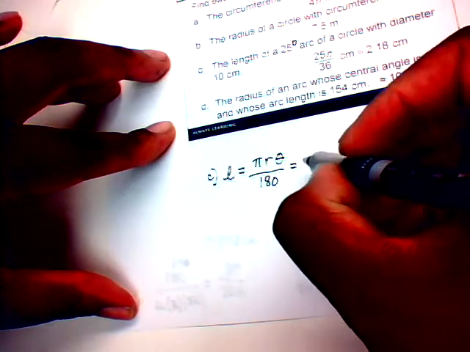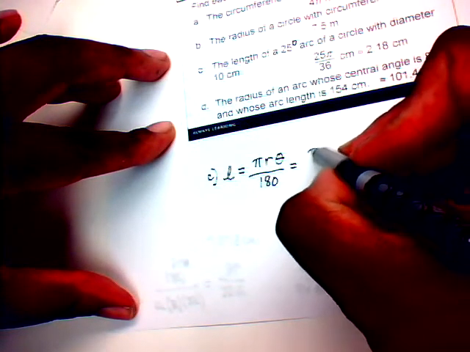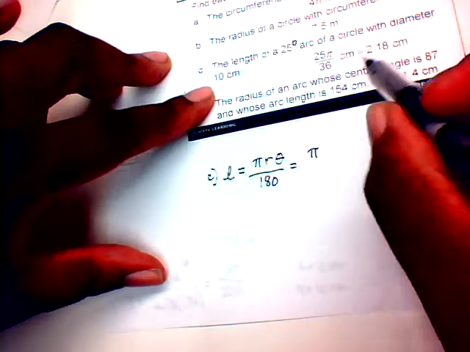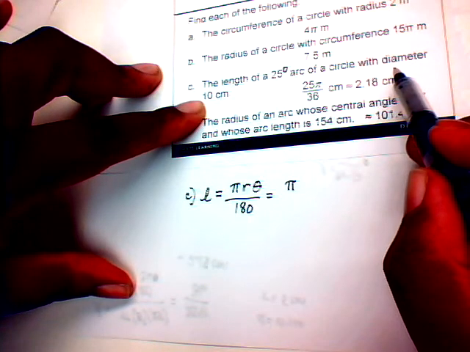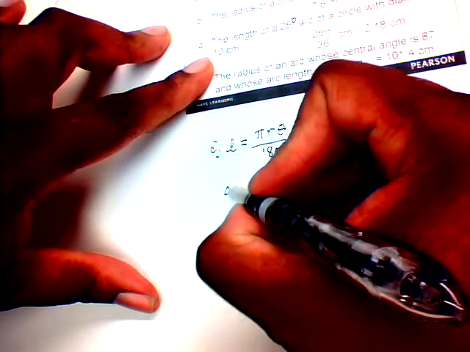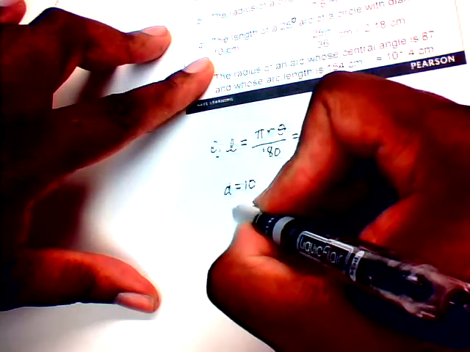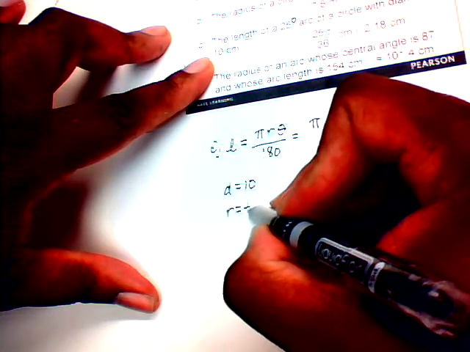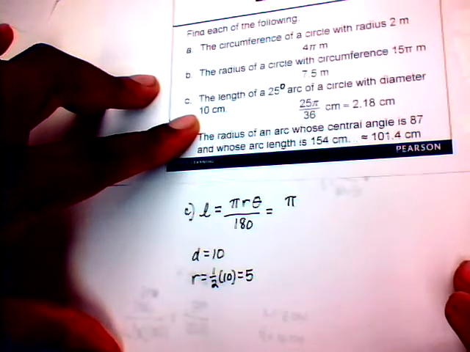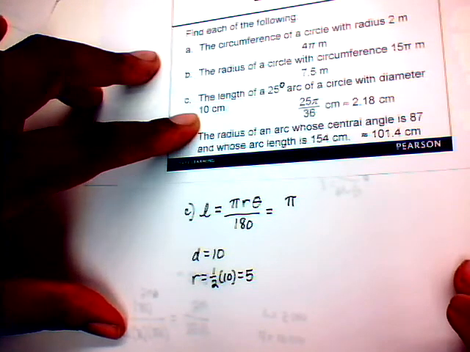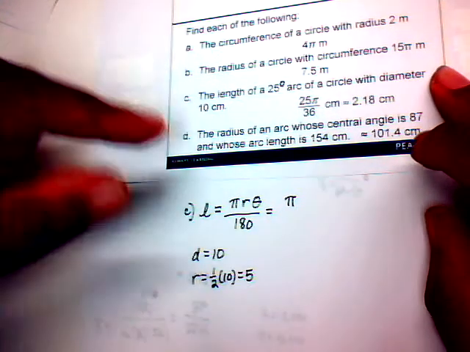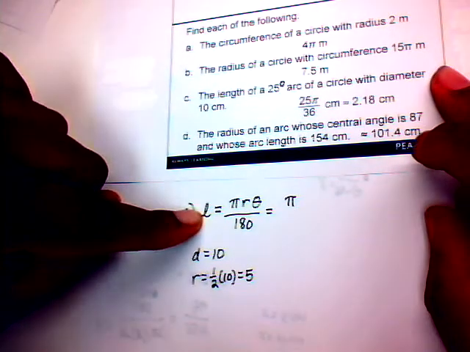In this case here, bring over the pi. R, now, notice the diameter is 10 centimeters. You need to know what r is. So if the diameter is 10 centimeters, the radius is 1/2 the diameter. So 1/2 of 10 is 5. Okay, so if you're given a diameter and you're trying to find the arc length, you need to find out what that radius is by taking half the diameter before you can use this formula.